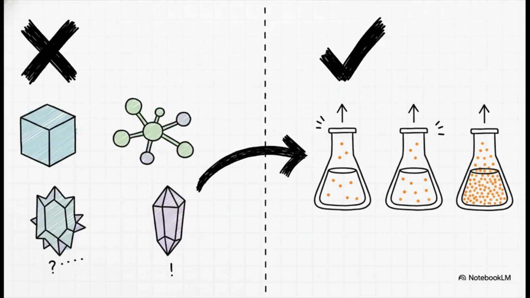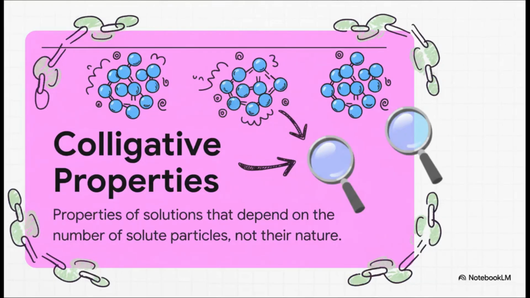For some very important properties of a solution, it just doesn't matter if you're adding salts or sugar or some other random chemical. All that matters is the total number of individual particles you've added to the mix. And these very special properties have a name. They're called colligative properties.